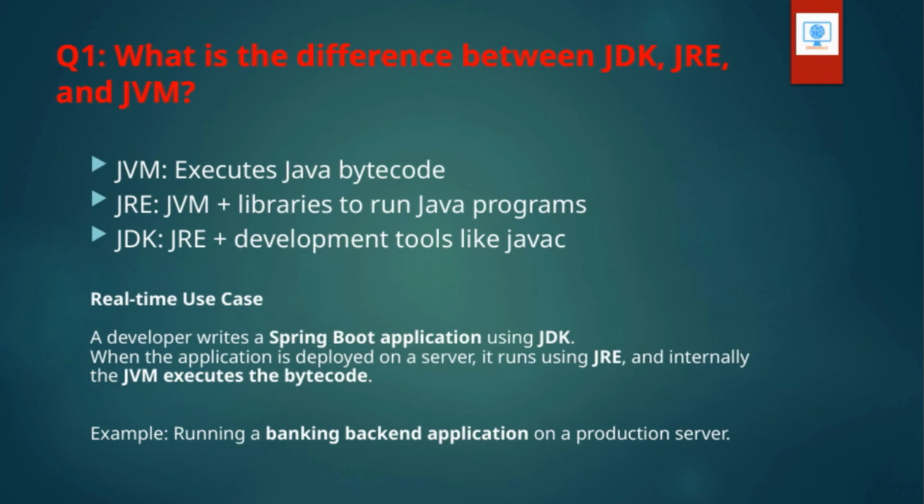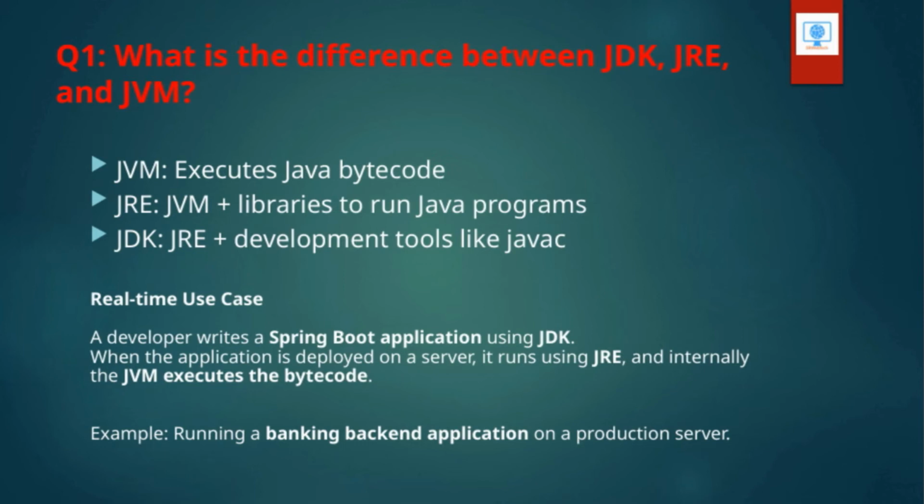Imagine a developer writing a Spring Boot application using the JDK. When that application is deployed on a server, it runs using the JRE, with the JVM executing the bytecode. For instance, a banking backend application running on a production server.